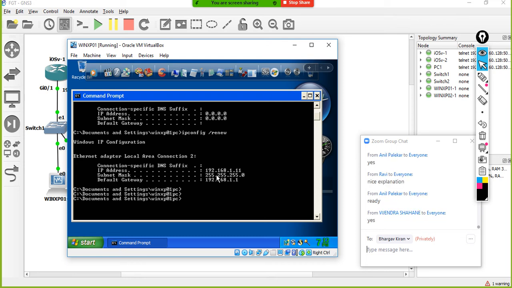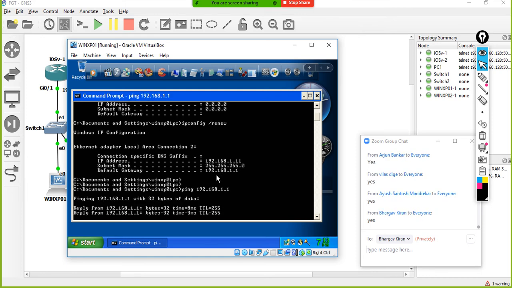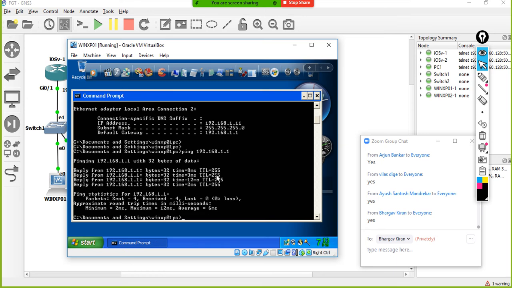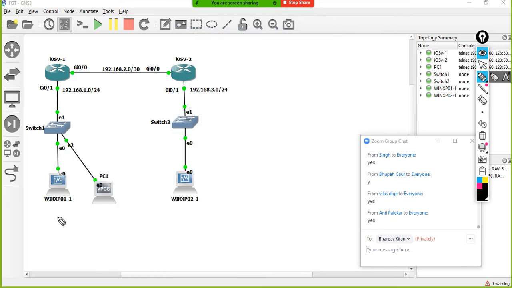Everybody, what's my IP? Type it for me there. 192.168.1.11. Can I ping 1.1? Good, I am able to ping. First one is success. Second one, can I ping 2.1? Can anybody explain how? Whenever I type 2.1 here, what is the source IP and what is the destination IP? It's not the same network, buddy.